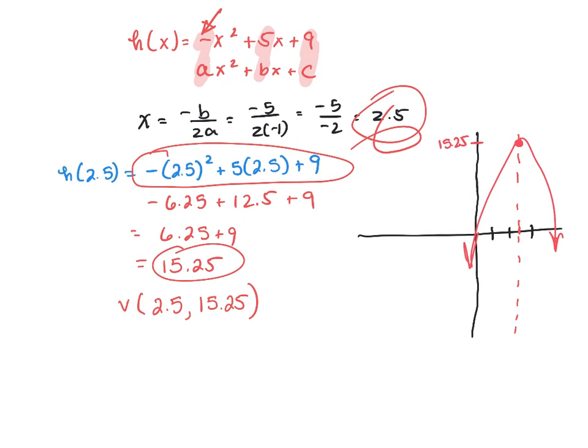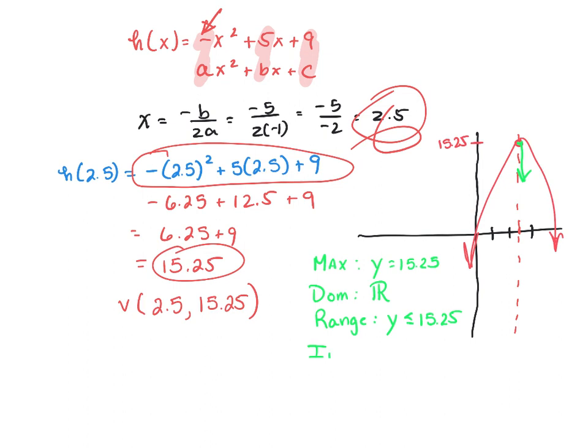Does it have a maximum or a minimum? Answer, it has a max. Where does the max occur? At the highest y value, 15.25. What's the domain? Again, domain, all real numbers every single time. Range, what's the highest y value it goes to? 15.25 and everything down. So y is always less than or equal to 15.25.